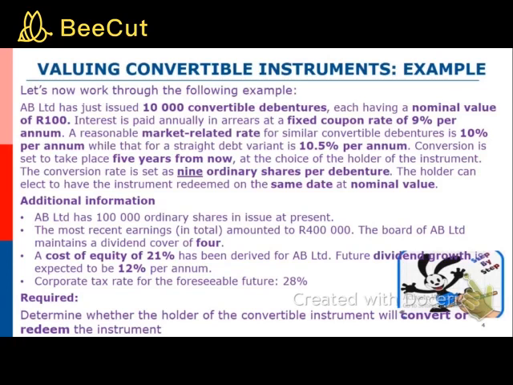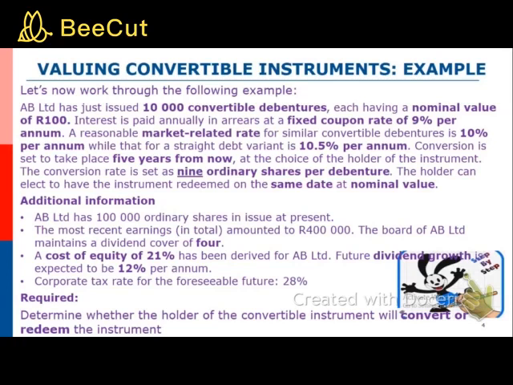Now, interest is paid annually in arrears. That's important from a valuation perspective, at a fixed coupon rate of 9% per annum. In other words, because this isn't a floating or a variable rate, it is very easy from a valuation perspective to value this instrument because we have a constant equal amount annually that will be paid.